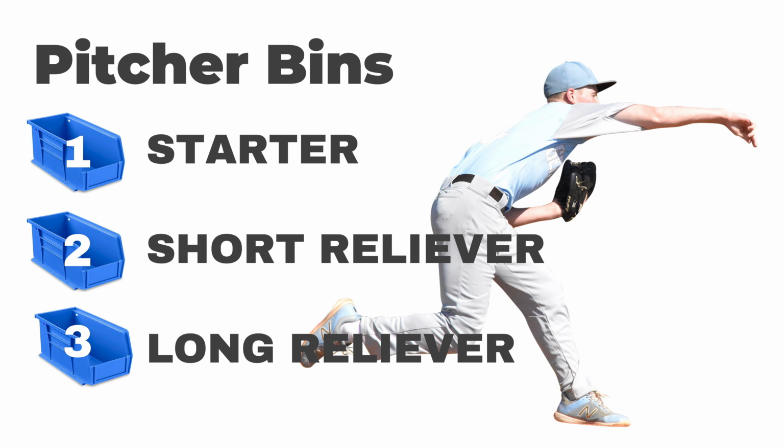So let's talk about pitchers real quick. So obviously pitcher, they're number 1 on the position chart. So if you go back to the baseball position numbers, pitchers are number 1. And they kind of go into 3 bins: starters, short relievers, long relievers. I'll link in the description below to a video where I talk more in depth about the traits of starters, relievers, and long relievers. But we'll cover those quickly here.